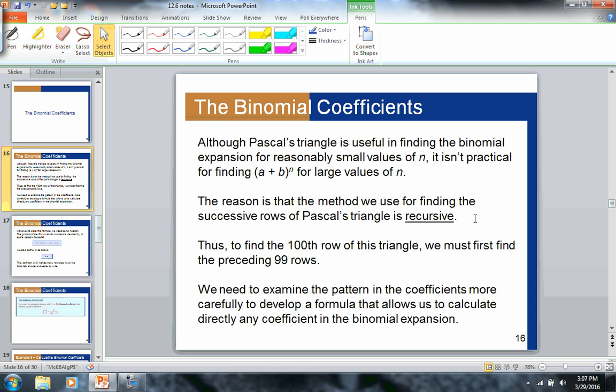Okay? So if we need to find something that's in the 100th row of Pascal's triangle, that means I'd need the 99 rows before it. And that's a lot to write out, and it takes a lot of time. And if you make a mistake somewhere, then the rest of the triangle is messed up. Now, we could look for it online too, obviously. But we need a different way. We need to figure out how to do this.